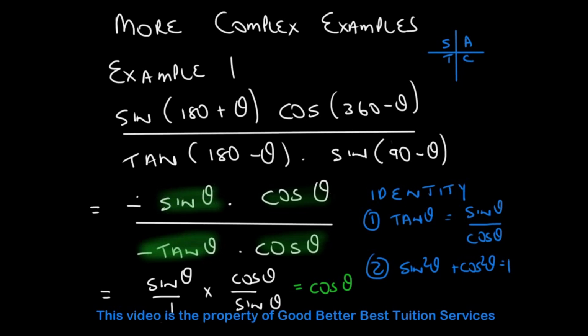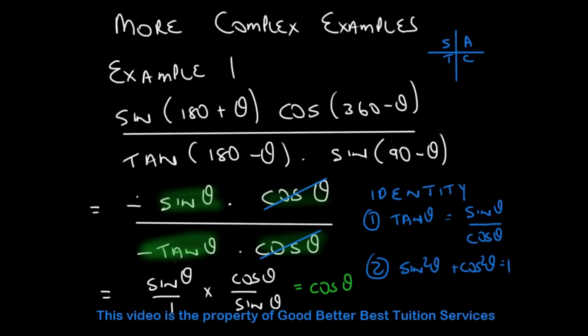So when we simplify, we can simplify whatever is the same, and we can then cancel cos theta and cos theta. What are we left with? We're left with negative sine over negative tan. A negative divided by a negative is a positive, so we've simplified those signs.